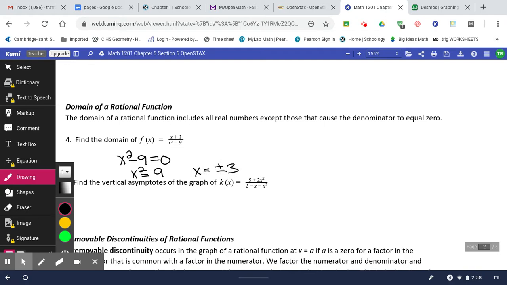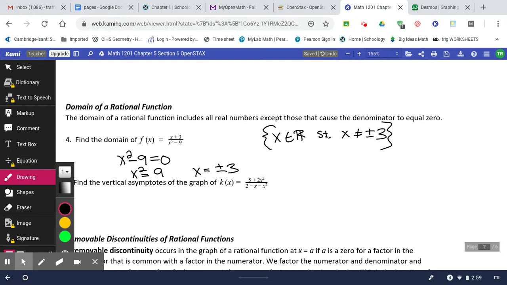So the domain is: x is an element of the real numbers such that x is not equal to plus and minus 3. Or you can just say that x is all real numbers except x is not equal to plus and minus 3, however you want to state it. That's your domain. Find the vertical asymptotes. So now if we think about that, what that does is these become the idea of vertical asymptotes.